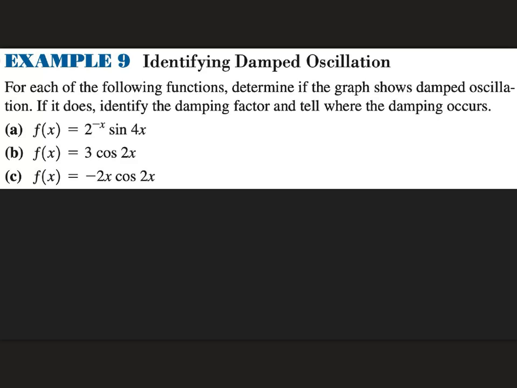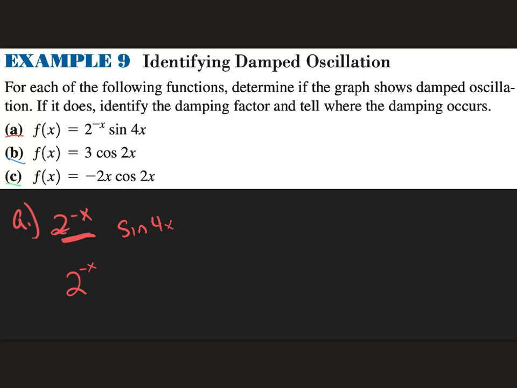Okay, so from the definition, A is damped oscillation because 2 to the negative x, a function times a trig function, becomes our damping factor. So yes, this is a damped oscillation, and our damping factor is the function 2 to the minus x. And we can see that when we graph it.